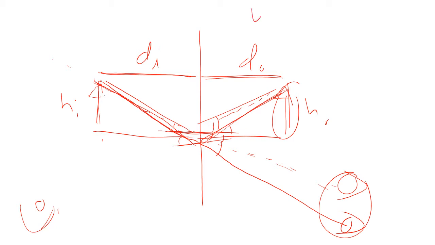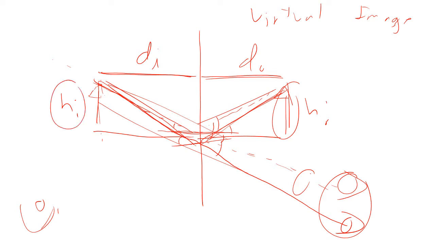So we call that a virtual image, because it's not really there; your eyes see light as if it's coming from something that's there. And so this virtual image behind the mirror is the same height as the original object, and the distance behind the mirror is the same as the distance the object is in front of the mirror. So here we have it for a plane mirror.